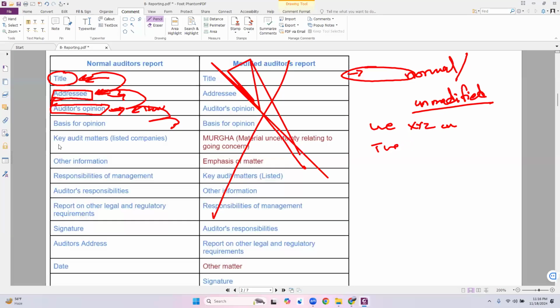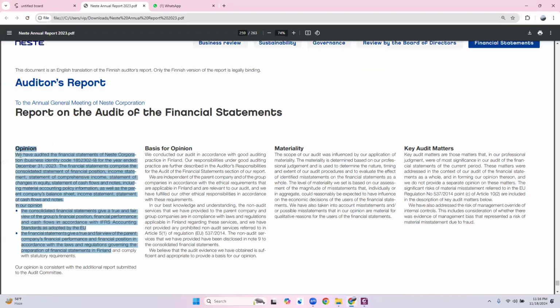So if I open this financial statement up, look, the next thing is the opinion, the auditor's opinion paragraph. Here they have written, we have audited the financial statements of Nestle Corporation for the year ended 31st December 2023. Wait. Yes, come again. So the auditor's report is not that detailed.